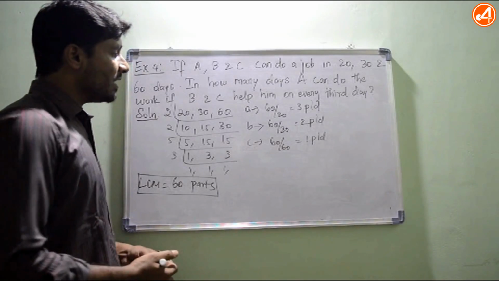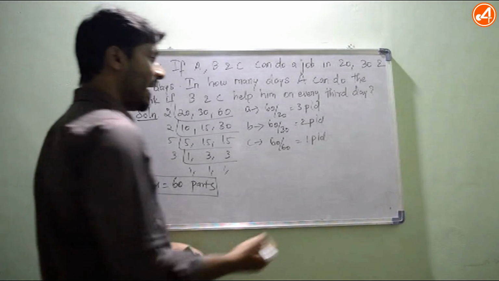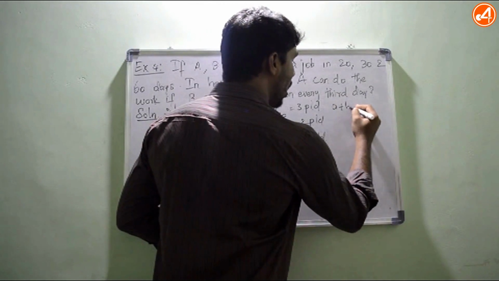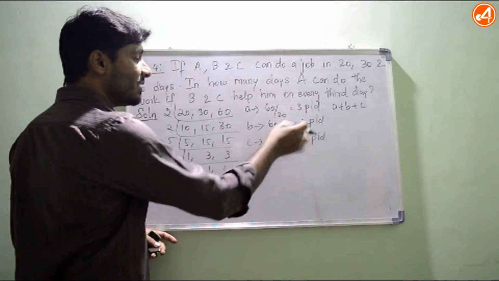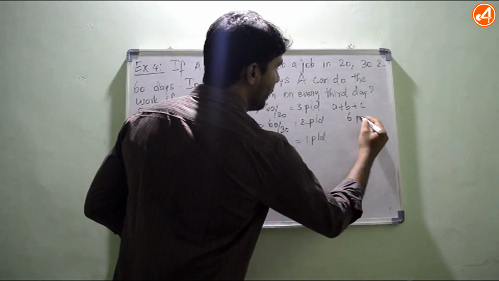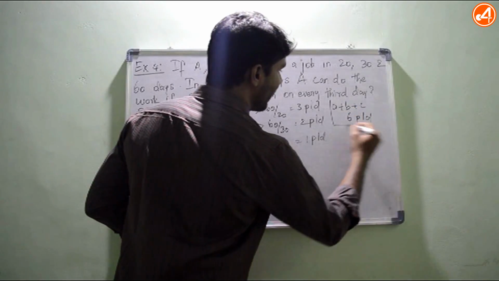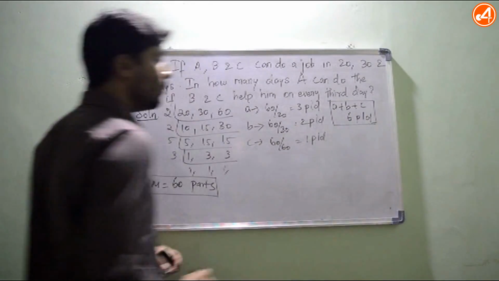And what does this A, B, C work together? If A plus B plus C work together, how many days might they take, how many parts might they complete? It's 3, 5 and 6 parts. 6 parts per day if A, B and C work together. And now we can go for the question.